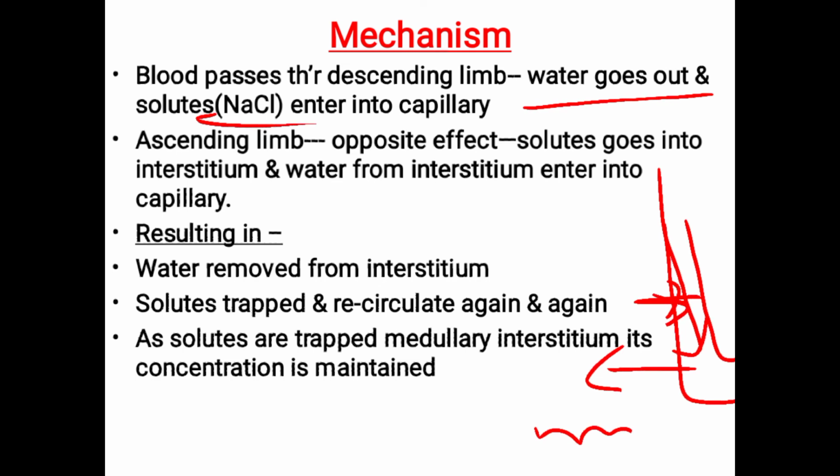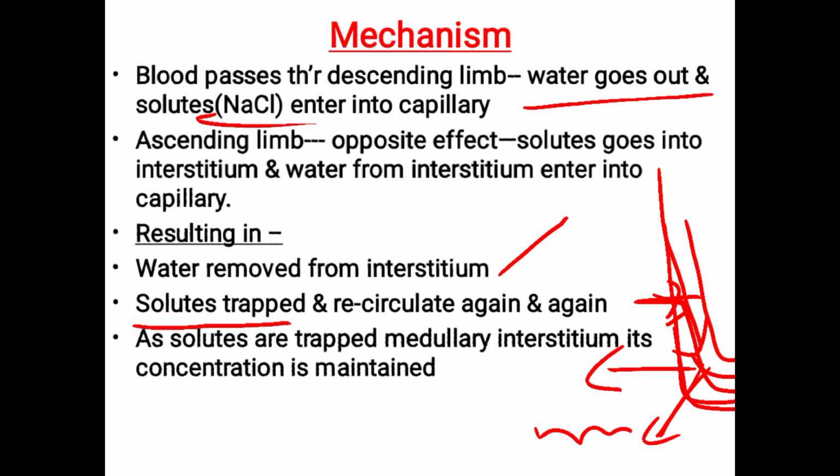When the same blood is passing through the ascending limb, there is an opposite action. The solute goes out to the interstitium and water enters the capillaries. This helps in removing water from the interstitium, so that water is not there, which causes hyperosmolarity. Whatever solutes are there get trapped and recirculate again and again.